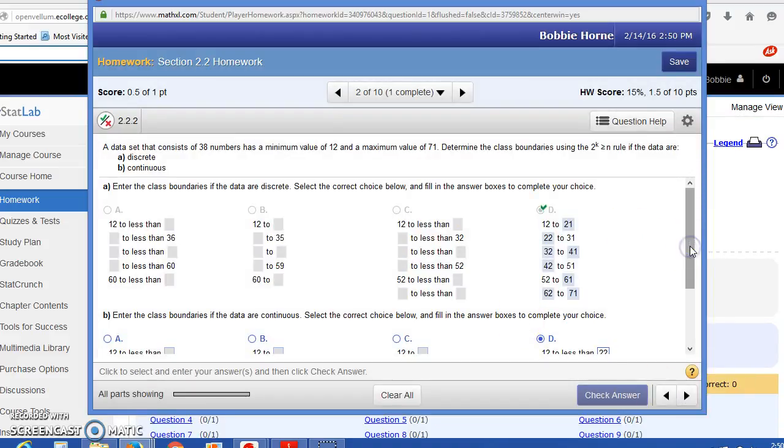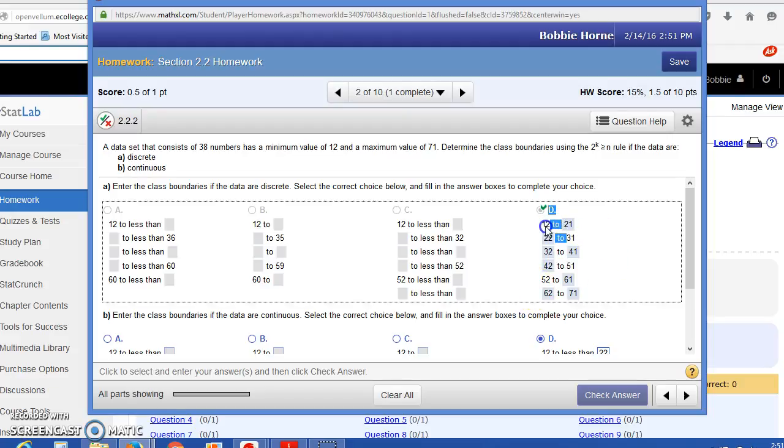Okay. Also, it says I have listed the values of numbers for discrete. Discrete means that it cuts off from one point to the next. It does not continue. And like I said, if we have 38 numbers, the number of classes we would need would be 6, because 2 to the 6th power is 64. So I have chosen 1, 2, 3, 4, 5, 6 classes, answer choice D.